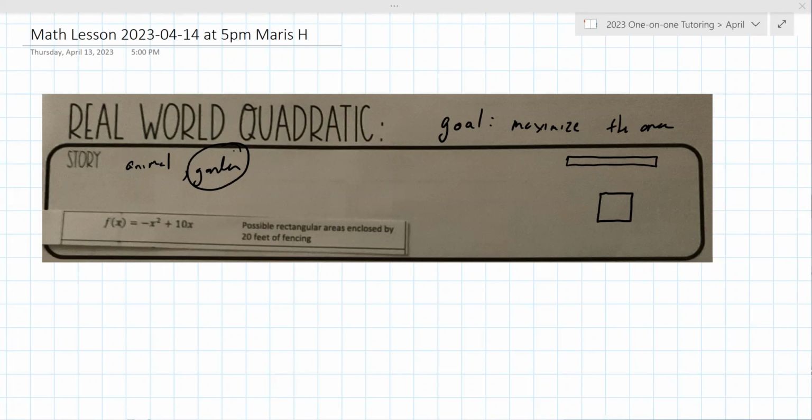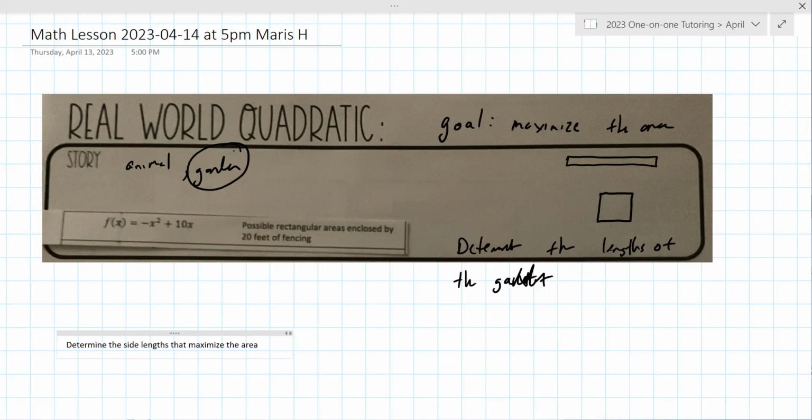It's really just a sentence or two, but you want to put somewhere at the end, determine the length and width of the garden that maximizes the area. Let me type it here. You want to put something at the end that says determine the side lengths that maximize the area. That should be at the end of this.